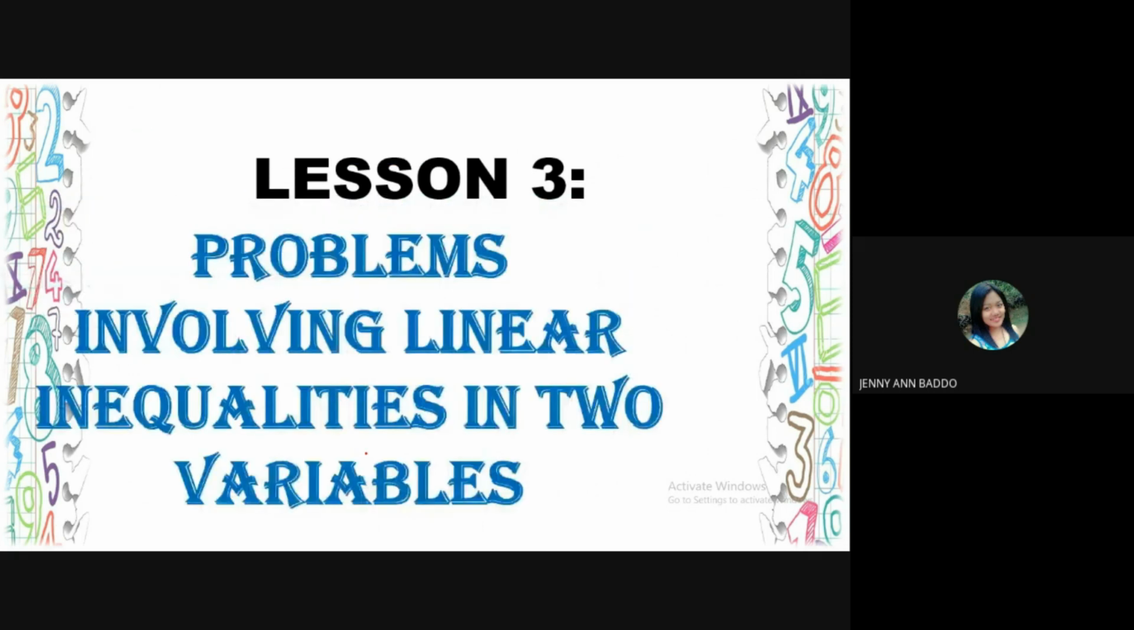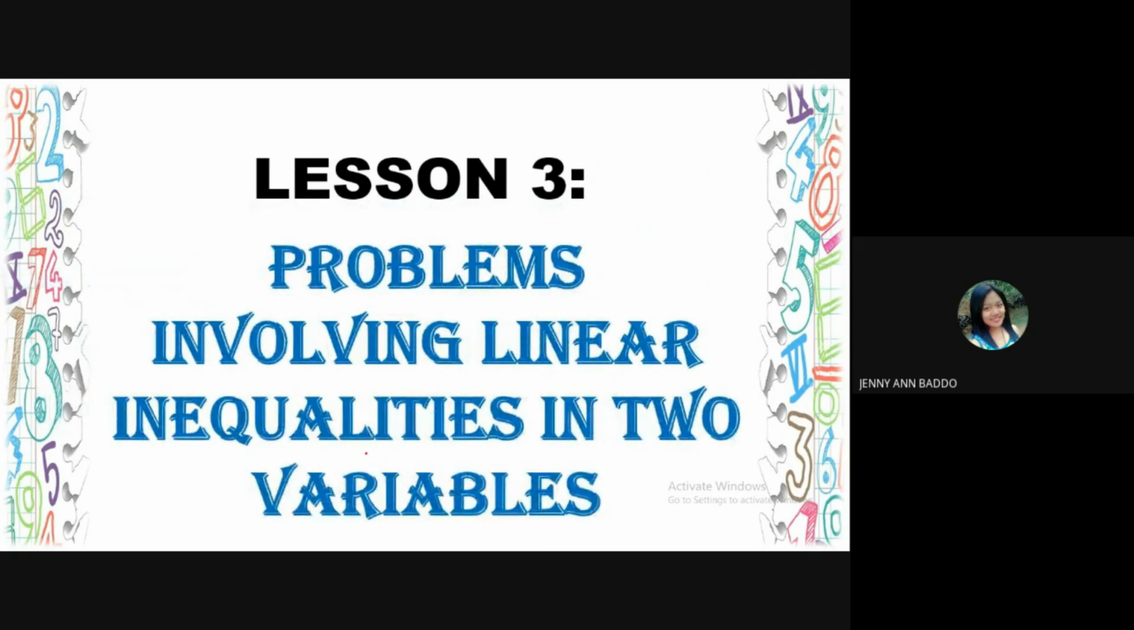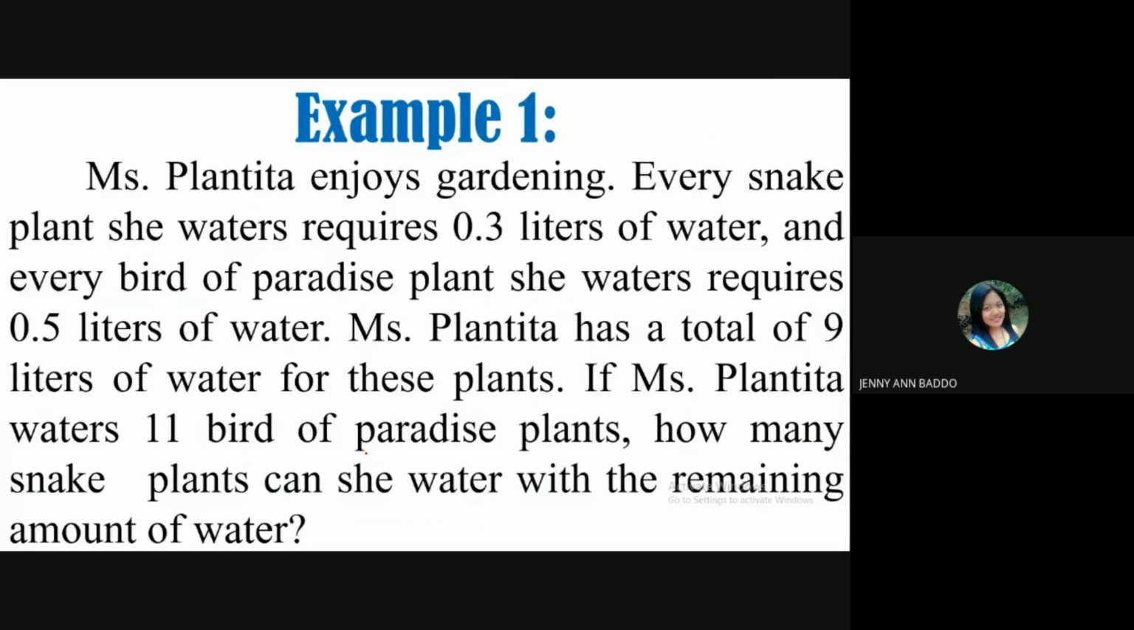Next, we have Lesson 3, problems involving linear inequalities in two variables. How are we going to apply what we have learned on linear inequalities in two variables using problem solving? We have here our first example. Miss Plantita enjoys gardening. Every snake plant she waters requires 0.3 liters of water, and every bird of paradise plant she waters requires 0.5 liters of water.